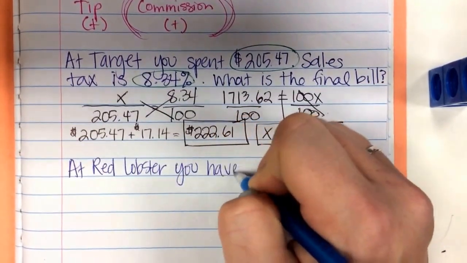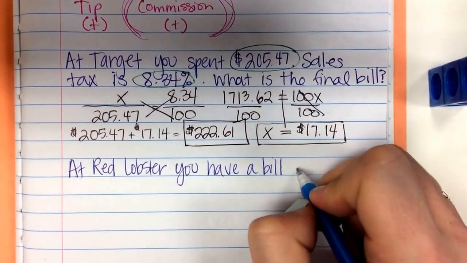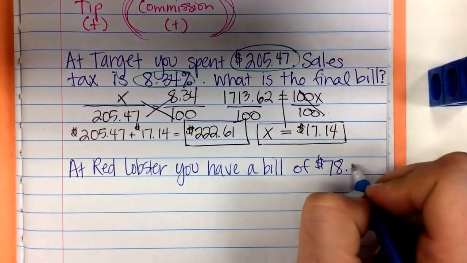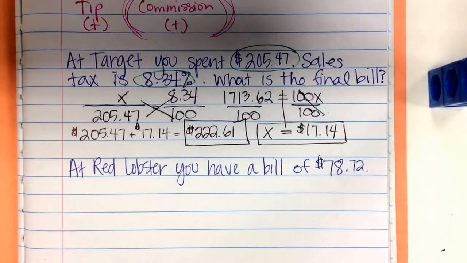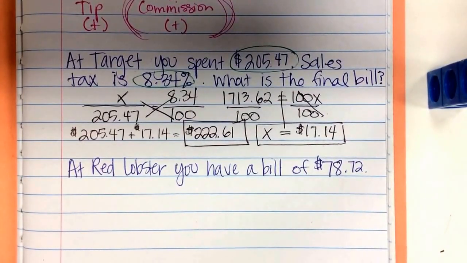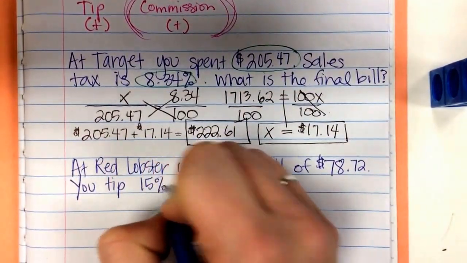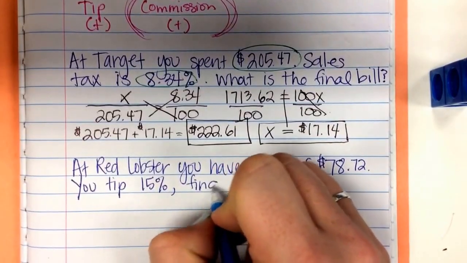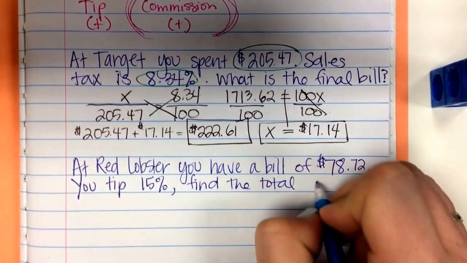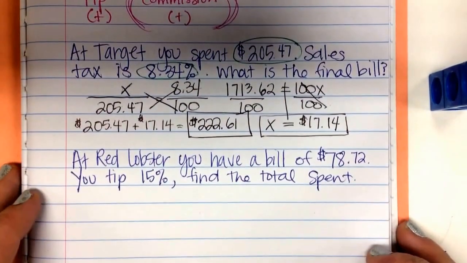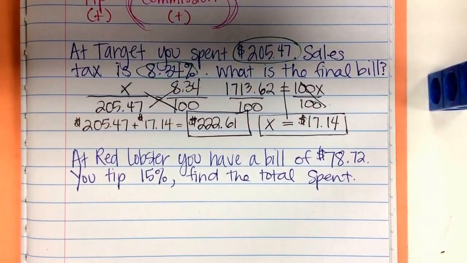You're at Red Lobster, and you have a bill of $78.72. That's included tax. That's how much you're going to pay. But before you get up and leave, you think, oh man, I should tip. I should leave a tip. You tip 15%. It wasn't fantastic, so you're not leaving 20. You should, but you're stingy.